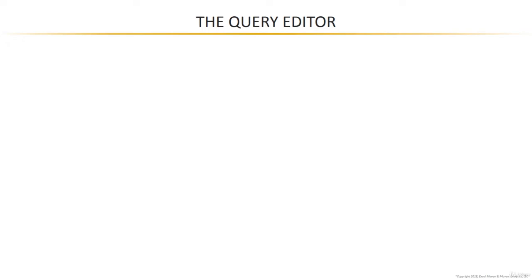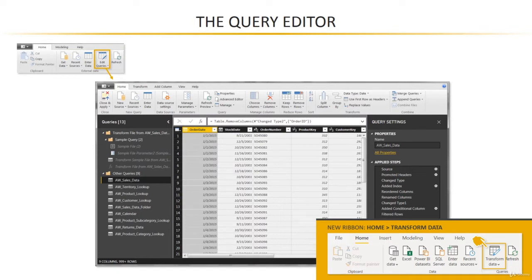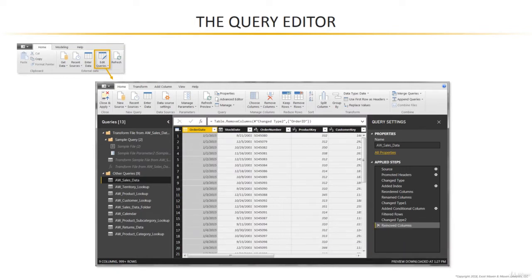Now, when it comes to connecting and transforming data, the query editor is our cockpit. In Power BI, from the Home tab, you can click Edit Queries to launch the query editor. And there's a lot going on here. We're going to be spending most of our time in this section right here in the editor itself, but let's take a minute to break down the components of this interface.